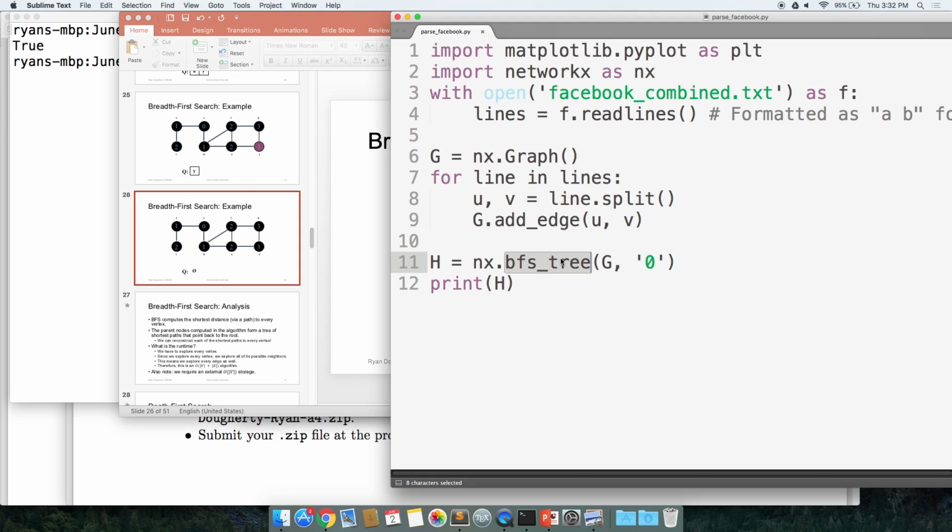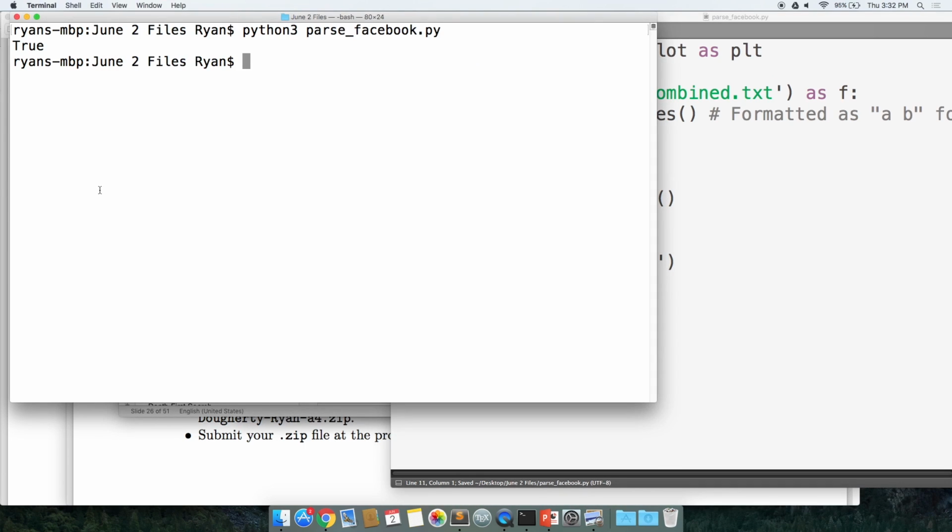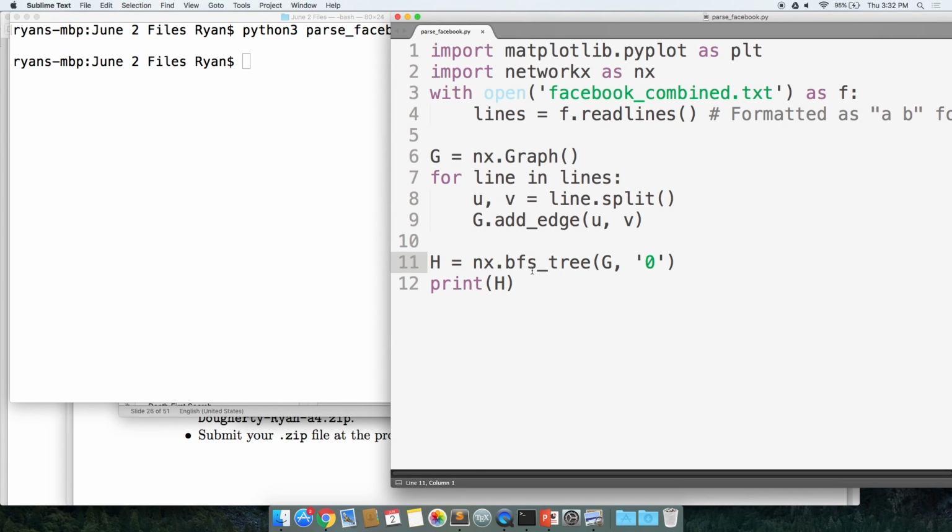So it actually returns a graph. So I call the graph H. So let's see. I think, yeah, it doesn't print anything. All right. For some weird reason in NetworkX, it doesn't.